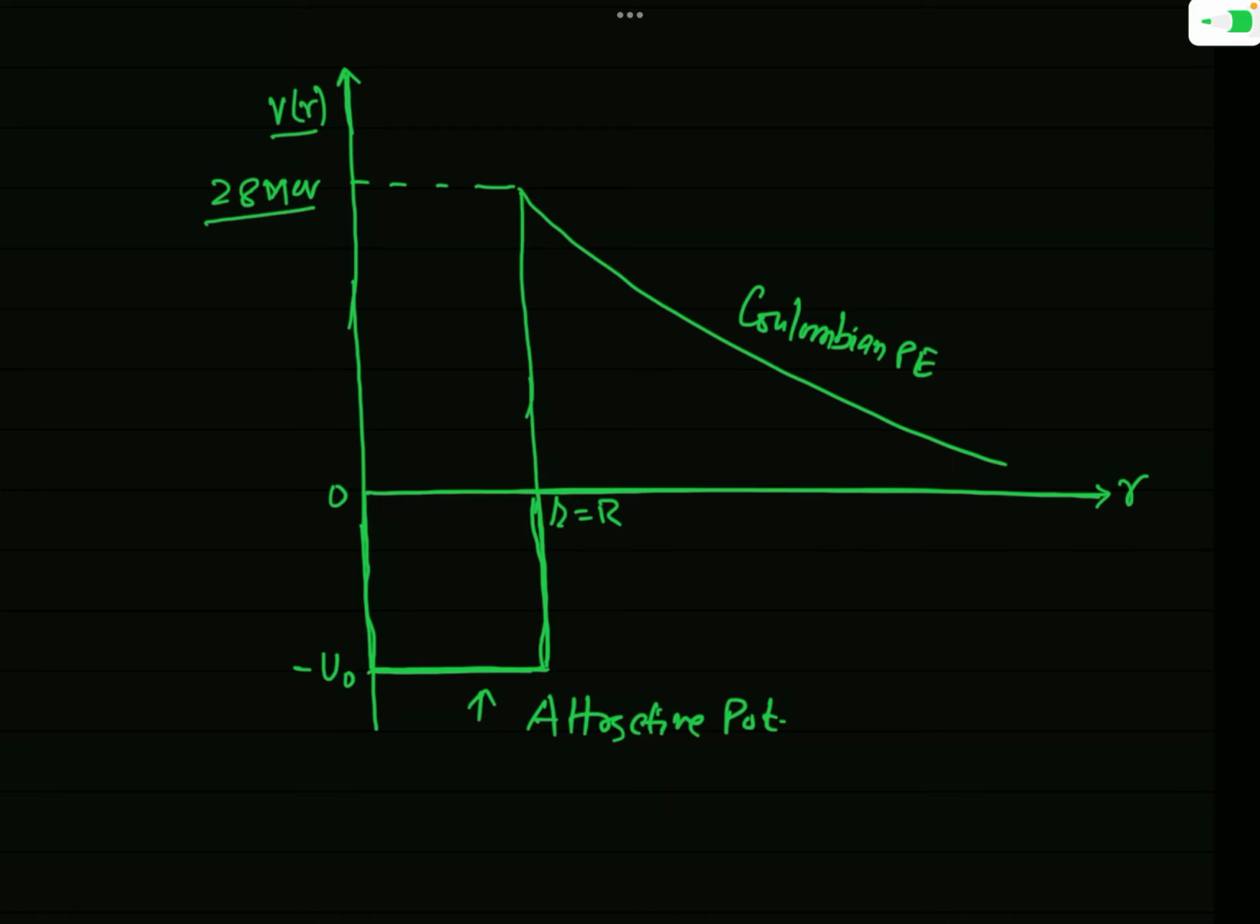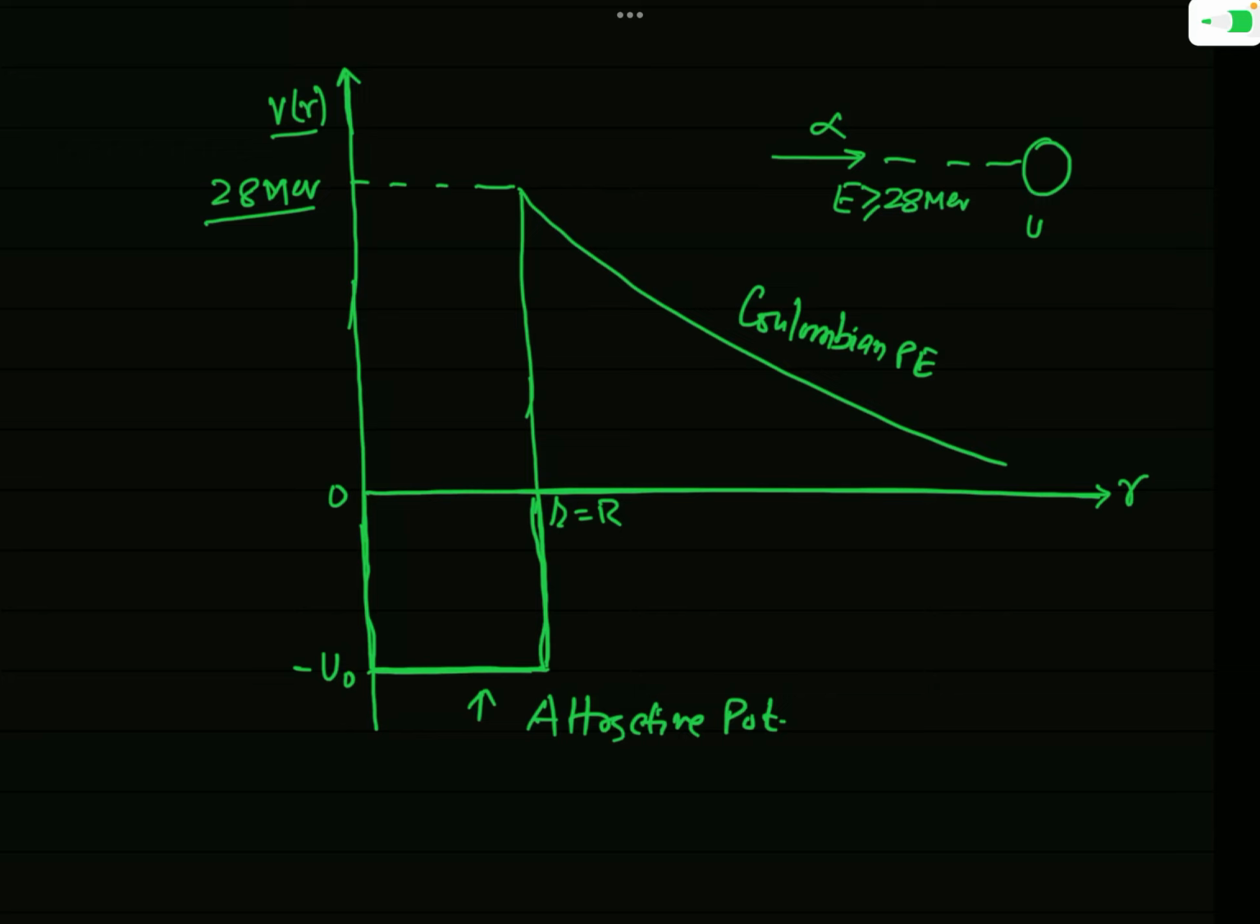So what can you think about? If you imagine that there is a nucleus of uranium and we project an alpha particle toward this uranium nucleus, it will penetrate into the nucleus only when its energy is greater than or equal to 28 mega electron volt.